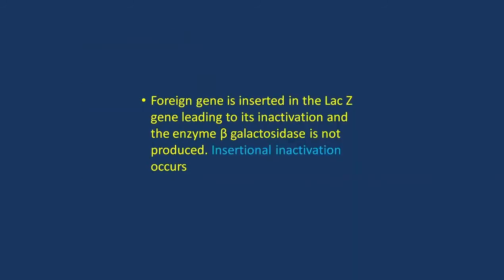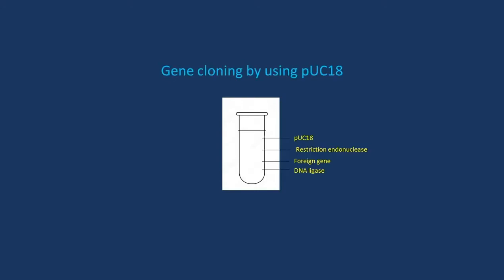The foreign gene is inserted in the lac Z gene, leading to its inactivation, and when it is inserted, the enzyme beta-galactosidase is not produced. This is called insertional inactivation. In the procedure, we incubate pUC18 along with the restriction endonuclease that cuts in the polylinker region, the foreign gene, and the enzyme DNA ligase. Here what happens is that some pUC18 take up the foreign gene, in others it will not. So we get two types of pUC18, those with the foreign gene and those without the gene.